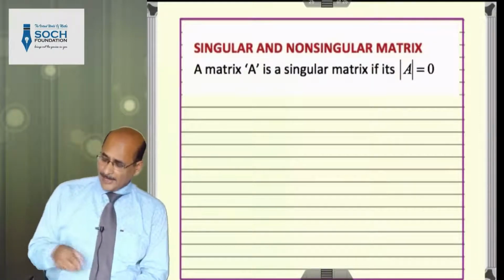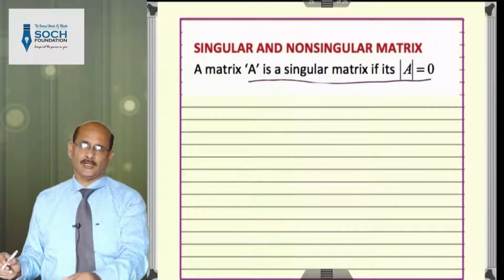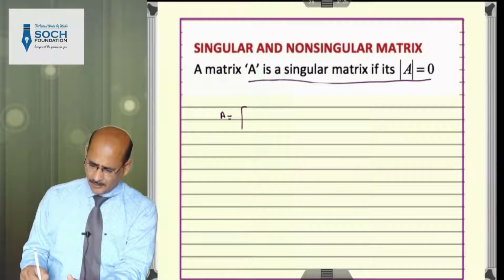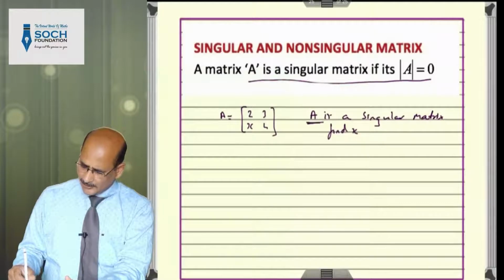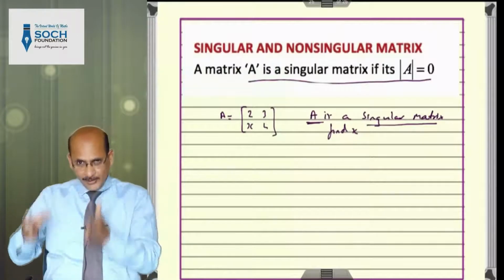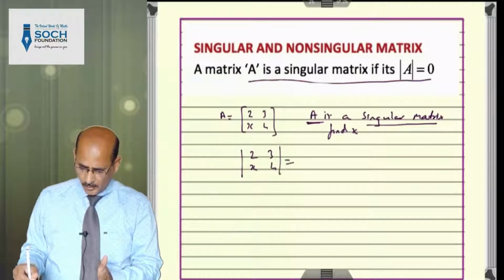What is singular? A matrix A is said to be singular if its determinant of A is equal to 0. Once this has come for a 2 marks question. So, what is the type of question? Suppose I say that A is nothing but 2, 3, x, 4, and I ask you that A is a singular matrix, find x. Now, it is already specified that A is a singular matrix. That means what? The determinant is equal to 0. You know the determinant, you have done the determinant topic.